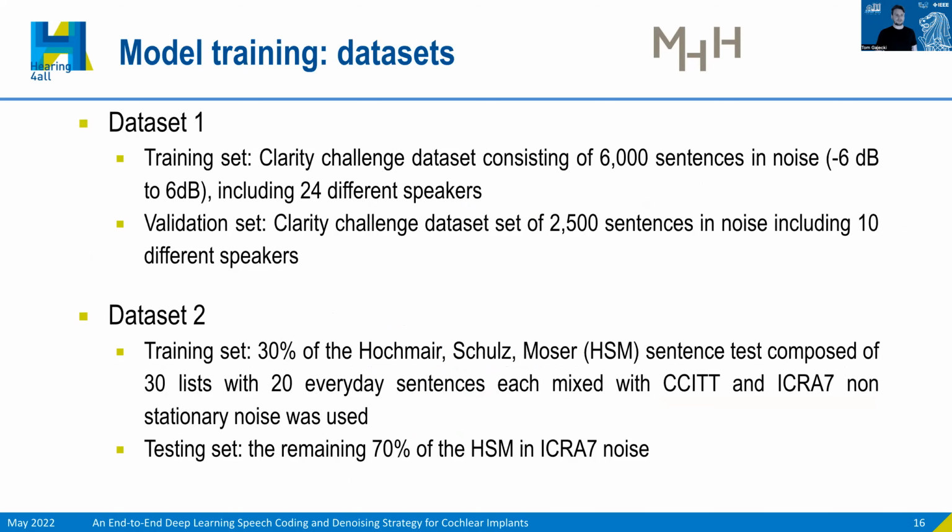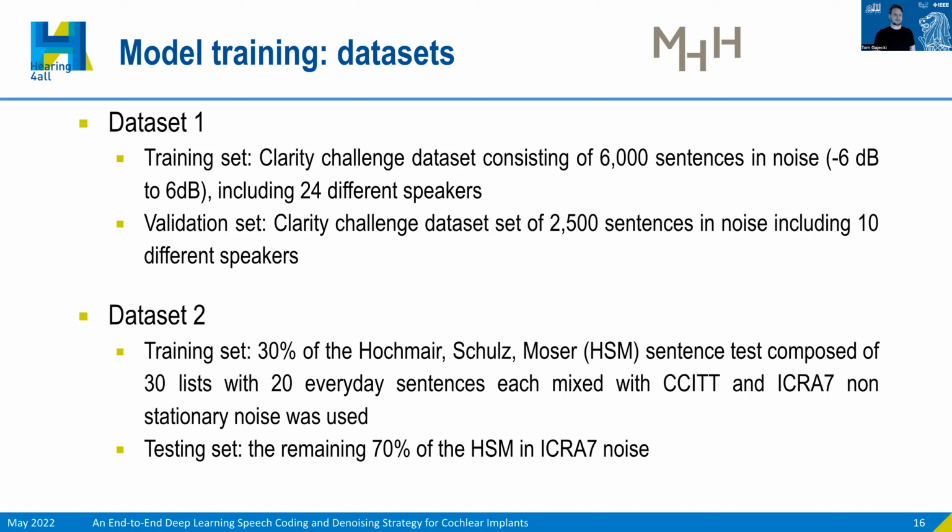To train the models, we used two datasets. The first one was extracted from the Clarity Challenge, and it consists of 6,000 sentences and noise between -6 dB and 6 dB SNR, and it includes 24 different speakers. As a validation set, we also use the validation set of the Clarity Challenge, which consists of 2,500 sentences and noise, including 10 different speakers. We use this set to monitor the model's training performance.